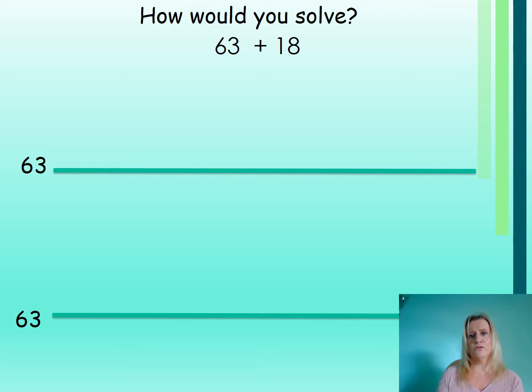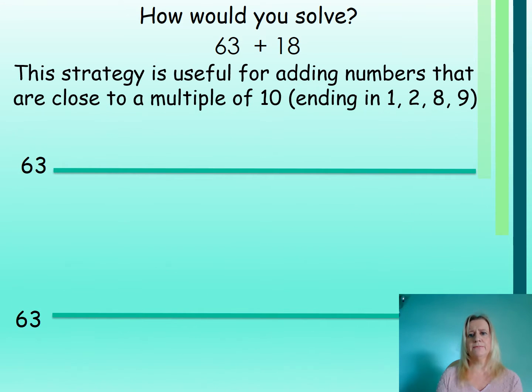Maybe you use the counting on strategy. Maybe you use the bridging strategy. But today, remember, we're focusing on the strategy of compensating. Instead of adding on 18, I'm going to add on 20. It's a bit more than 18, but it's a much easier calculation.